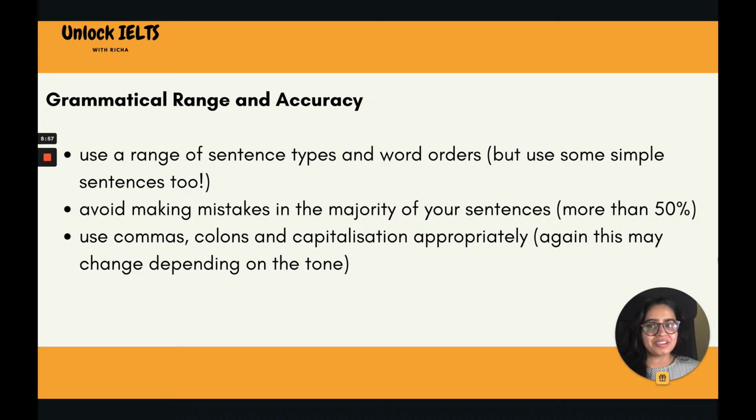The next parameter is grammatical range and accuracy. Here, you need to show that you can use a range of sentence types and word orders. You can have a simple sentence, but it should be coupled with complex sentences, compound sentences, and other conditional sentences. Then you should always avoid making mistakes in the majority of your sentences. And lastly, use all the punctuation, for example, commas, colons, capital letters appropriately. Again, the choice of sentence types and the punctuation will entirely depend on the tone of the letter.